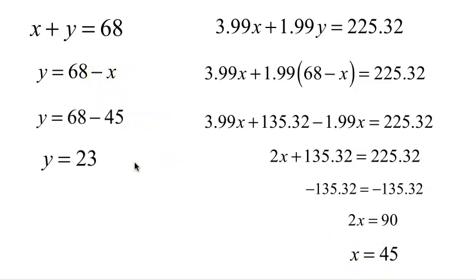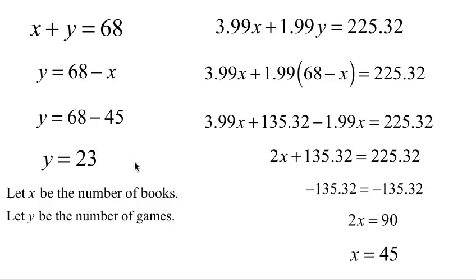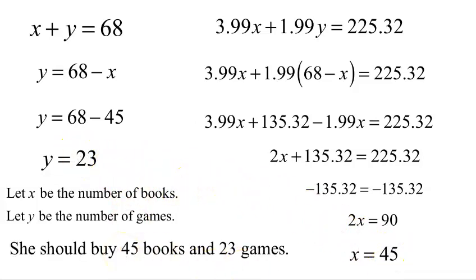Y is 23. Again, I like word answers to word problems, so let's remind ourselves of our variables. We let x be the number of books and y be the number of games. So she purchased 45 books and 23 games, or she should buy. Okay, let's do a slightly different type of problem.